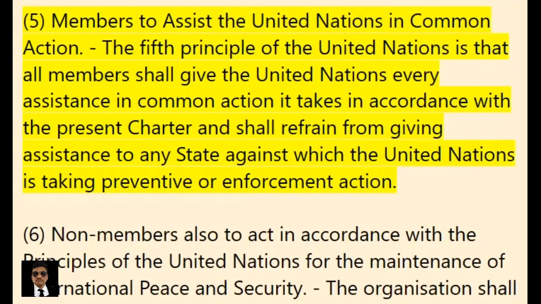5. Members to assist the United Nations in common action. The fifth principle of the United Nations is that all members shall give the United Nations every assistance in any action it takes in accordance with the present Charter, and shall refrain from giving assistance to any state against which the United Nations is taking preventive or enforcement action.